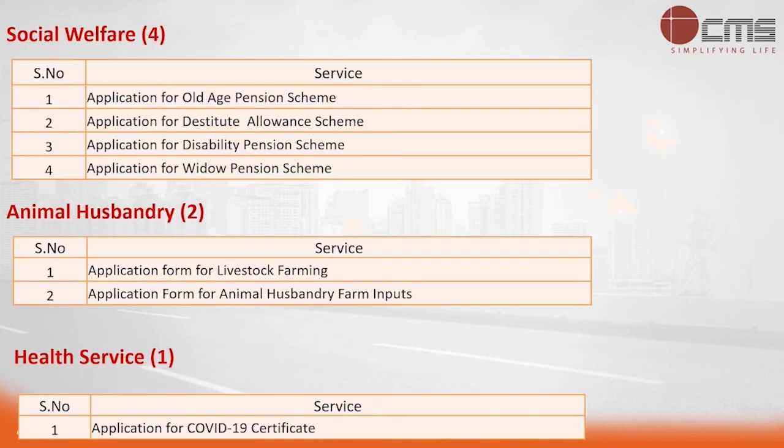Social welfare, 4. Application for old age pension scheme, application for destitute allowance scheme, application for disability pension scheme, application for widow pension scheme. Animal husbandry, 2. Application form for livestock farming, application form for animal husbandry farm inputs. Health service, 1. Application for COVID-19 certificate.